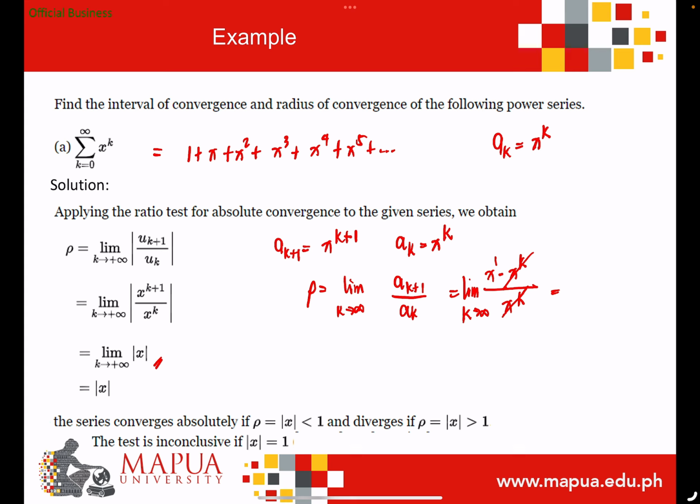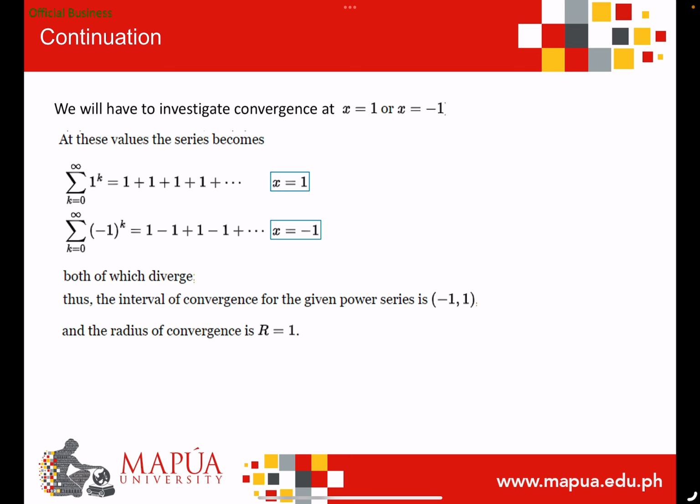So taking note of the rules for the ratio test, if rho is less than 1, it converges, and if rho is greater than 1, it diverges, and it is inconclusive at the endpoints. So meaning we can have the value of x from negative 1 to positive 1. So we have now to check whether the boundaries would make it diverge or converge. If we consider the boundary at 1, it would be 1 plus 1 plus 1, and it would be approaching infinity. So the sum is divergent.